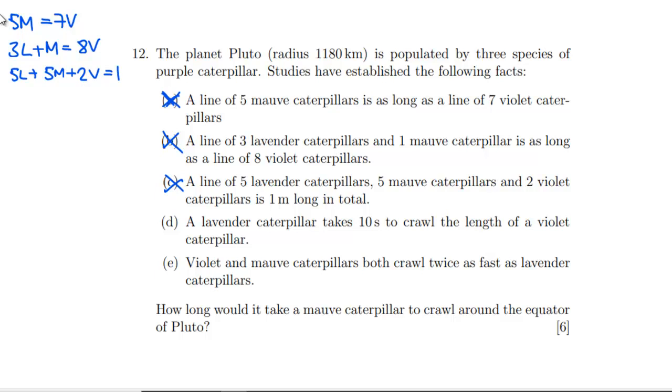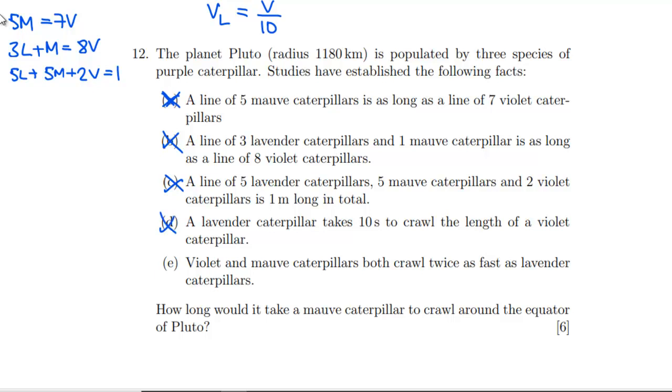A lavender caterpillar takes 10 seconds to crawl the length of a violet one. So the velocity of a lavender, I'm reusing V's, that's annoying. But yeah, we'll just make sure these ones with subscripts are the velocities. That one's the length of a violet. Anyway, I forgot what this was. That length of a violet divided by 10.